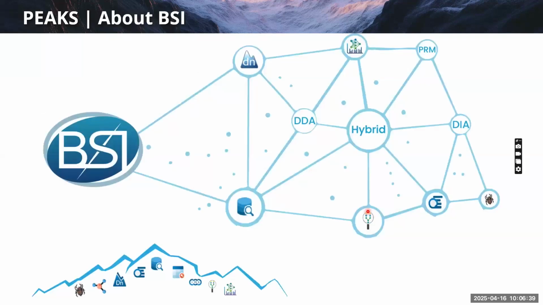So first, a short introduction to BSI. More people know us as Peaks, but our company name is BSI. We have a lot of unique features. You may know that we have de novo, and now it is the time for AI and deep learning. We support a lot of data types: DDA, DIA, and after Peaks 12, we also support PRM.